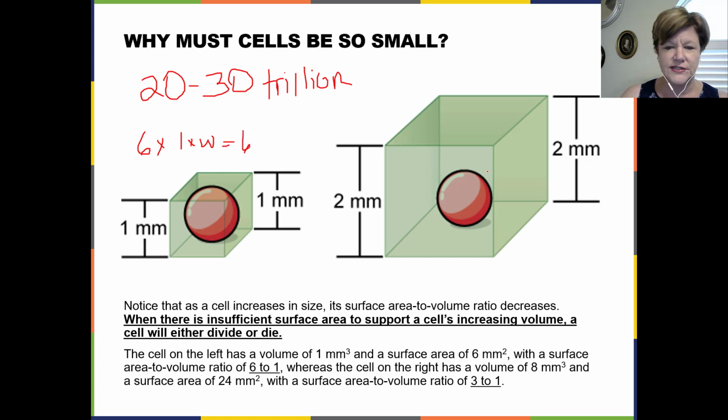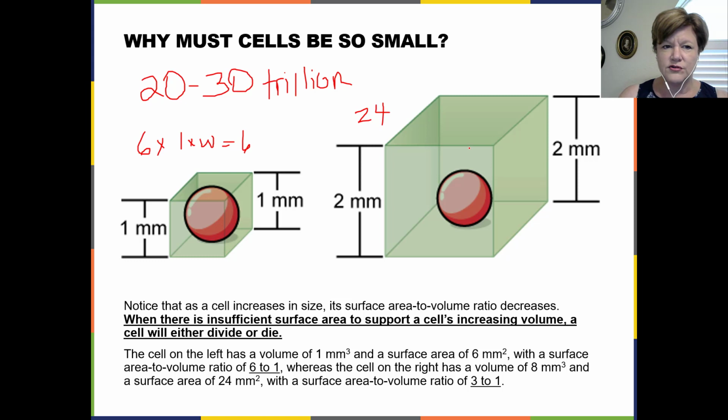Now this one, surface area of the larger cell, imagine a larger cell that's 2 by 2 by 2, then each face would be 4 millimeters squared times 6 is 24. Surface area is 24.